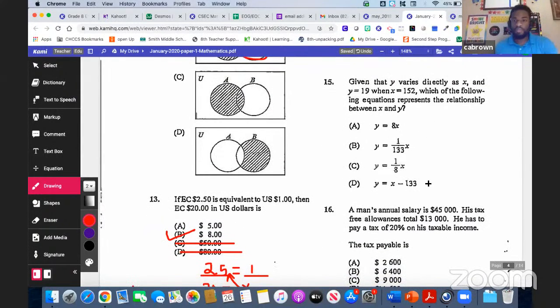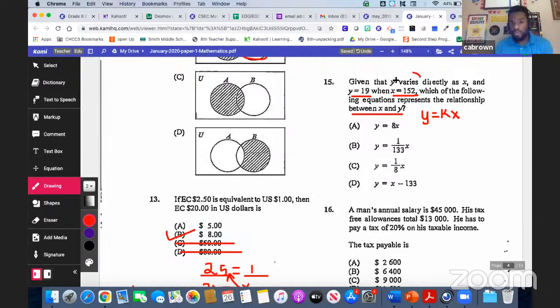Number 15, given that y varies directly as x and y equals 19 and x equals 152, which of the following equations represents the relationship between x and y? I'm not sure where you guys are in terms of whether you have completed the syllabus. You should have completed the syllabus by now, but you probably would have done variation. There is a formula that we normally use in variation, and it's y equals k times x. It's not a formula that's given, but it's a formula used in variation.